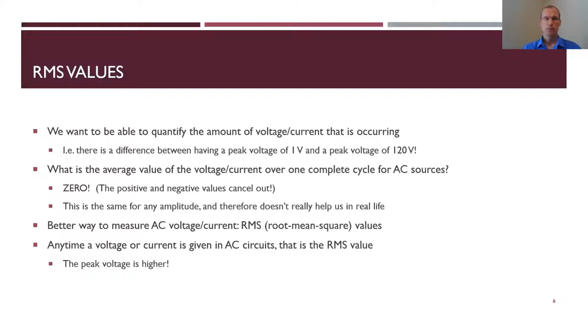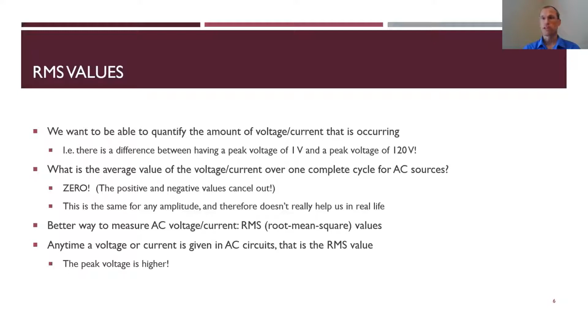So it doesn't actually help. The way to avoid that is to take the square and then take the square root. So that's the good old root mean square value. By squaring things, I make everything positive. Then I take the average. Then I take the square root of that. And that is what these RMS values measure.